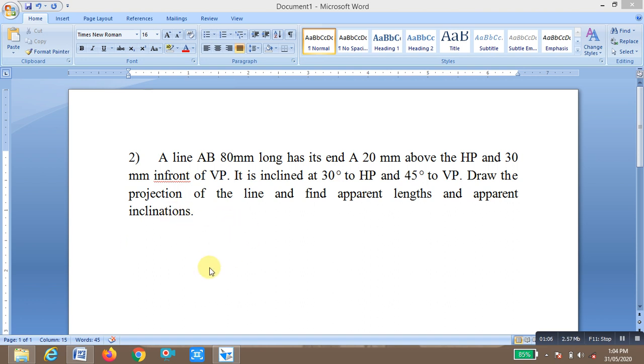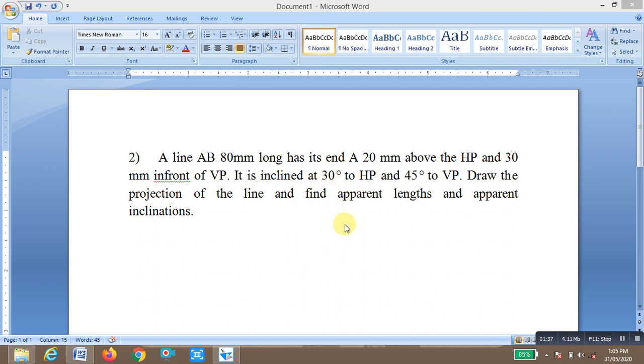First we understand the given problem: what is given, what is being asked, and what is unknown. In the given problem, a line AB 80 mm long means the true length of 80 mm is given. The line has two ends, A and B. The end A is 20 mm above the HP and 30 mm in front of the VP. It is inclined at 30 degrees to the HP.